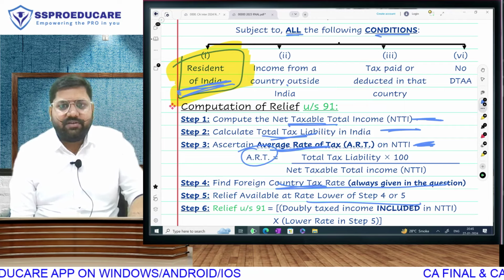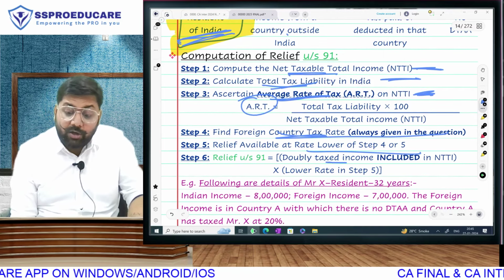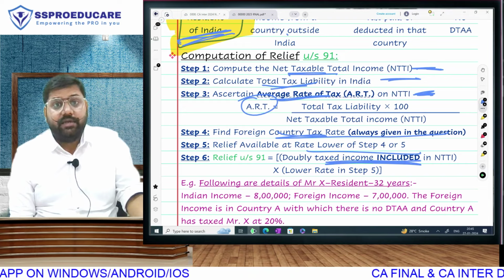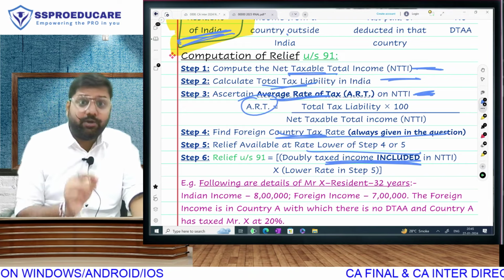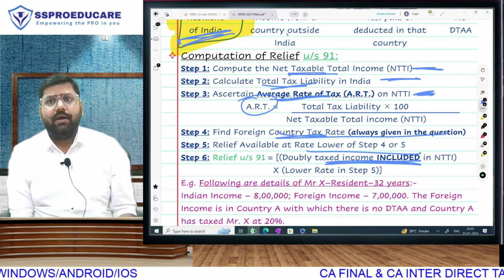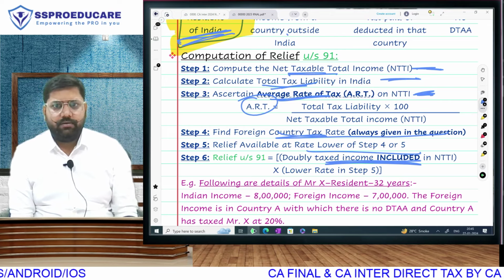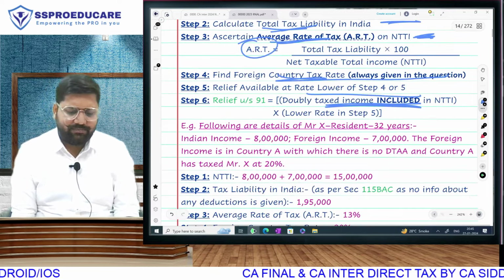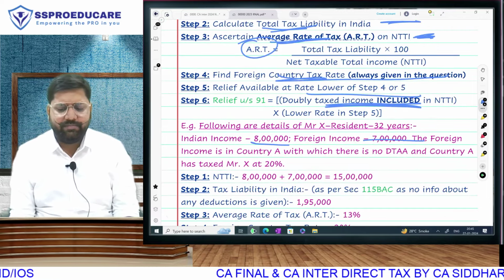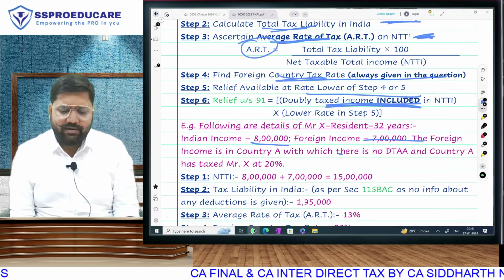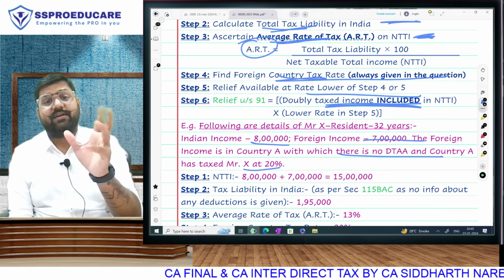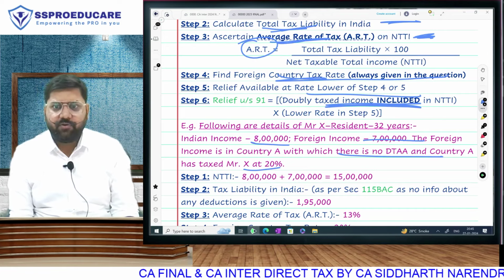Indian rate or foreign rate, whichever is lower, will be applied, but only and only on your doubly taxed income. Doubly taxed income included in NTTI, we will apply the Indian rate or foreign rate, whichever is lower. Is that clear? To give you a small example, supposing your Indian income is 8 lakh, foreign income is 7 lakh. Foreign income is in a country where there is no DTAA, and that country we have paid 20%.